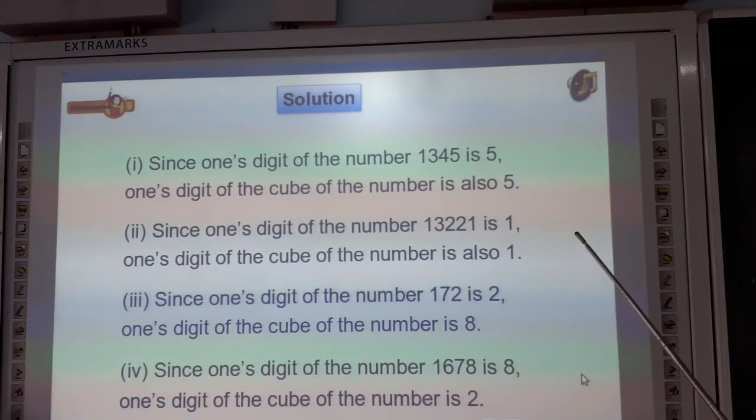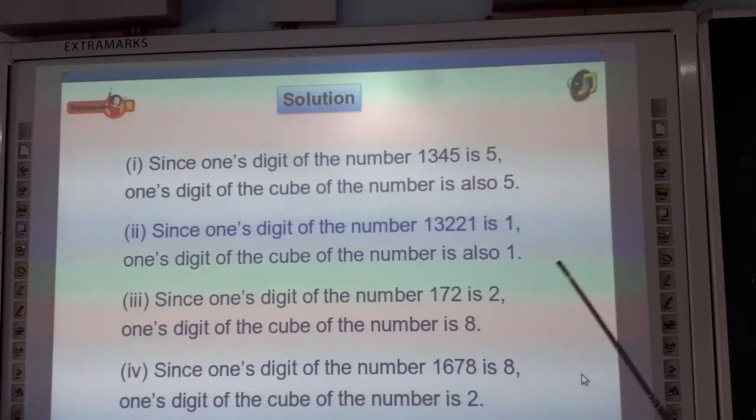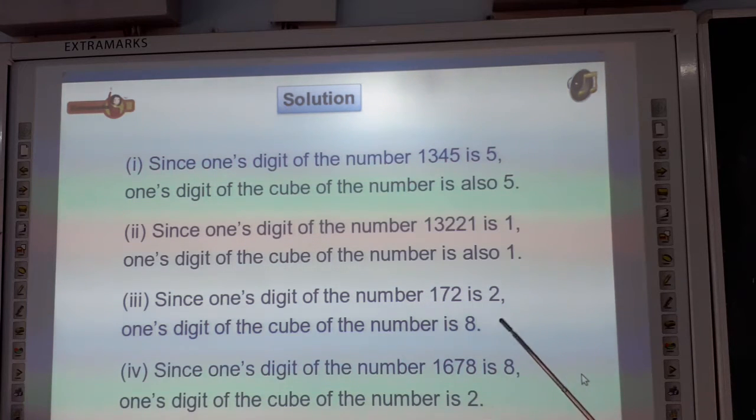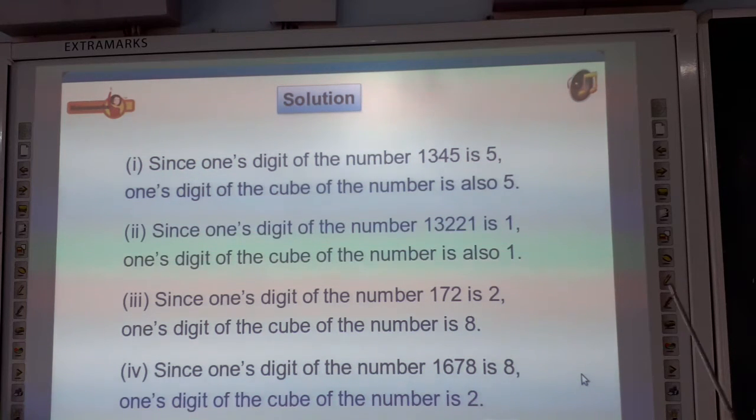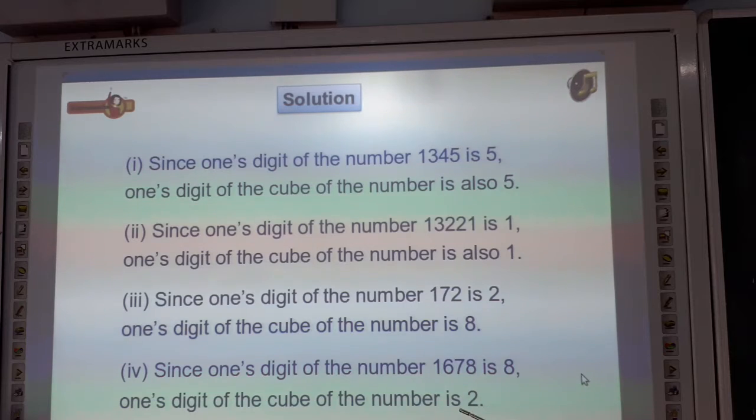Since the one's digit of the number 1045 is 5, the one's digit of the cube of the number is also 5. Since the one's digit of the number 13,221 is 1, the one's digit of the cube of the number is also 1. In the same way for 172 and 1,678 also. For 8 it will be 2 and for 2 it will be 8.